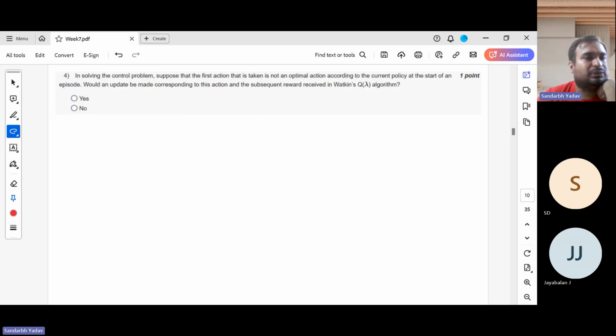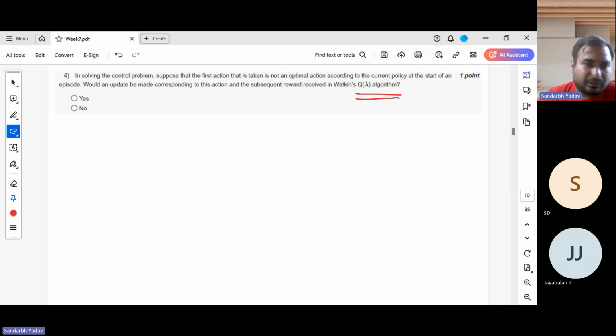Now question 4. Question 4 is in solving the control problem. Suppose the first action taken is not an optimal action according to the current policy at the start of an episode. Would an update be made corresponding to this action and the subsequent reward received in the Watkins Q lambda algorithm? In Q lambda, this is similar to Q learning.